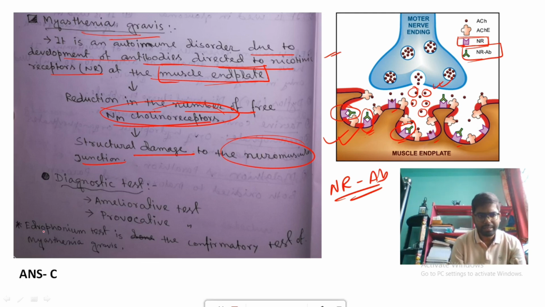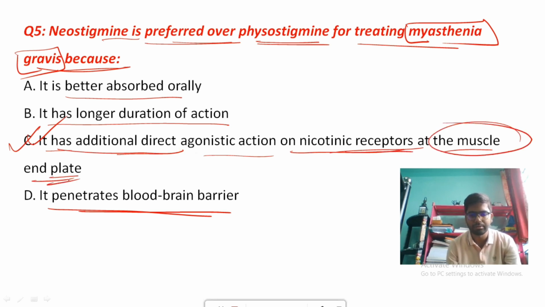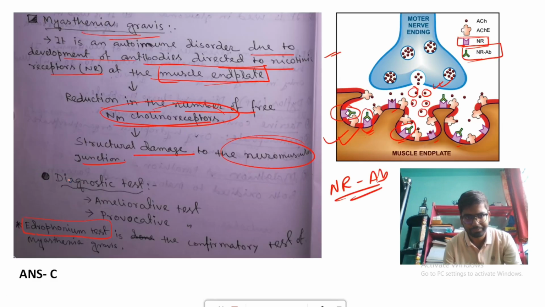Here the edrophonium test is used for detection or diagnosis of myasthenia gravis, and neostigmine is generally used for treatment purposes. Coming to the question, neostigmine is preferred over physostigmine. Why? Here option C will be correct. It has additional direct agonistic action on nicotinic receptors at the muscle end plate. This will be your answer.